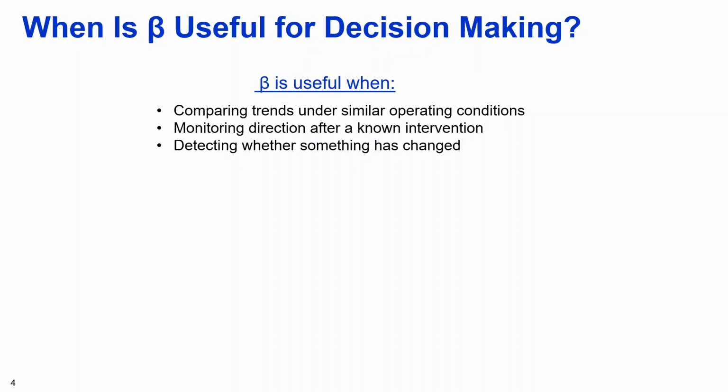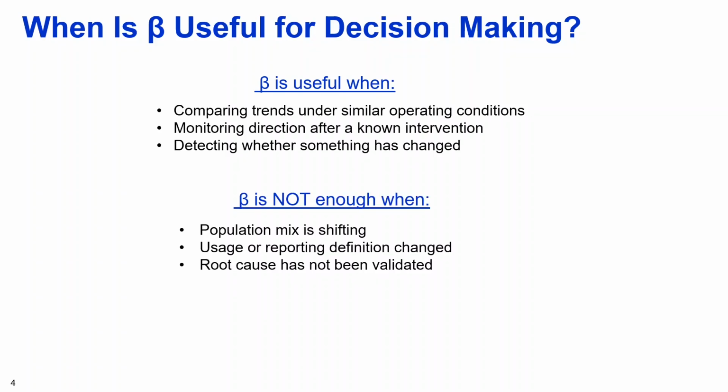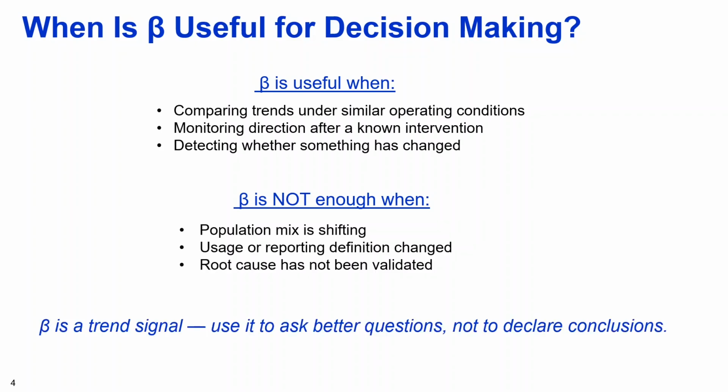But beta alone is not enough to conclude improvement or degradation when the population shifts, or when usage or reporting definitions change, or when the root cause is not clear. So think of beta as a trend signal. Use it to ask better questions, to find out what changed, but do not use it to declare final conclusions.